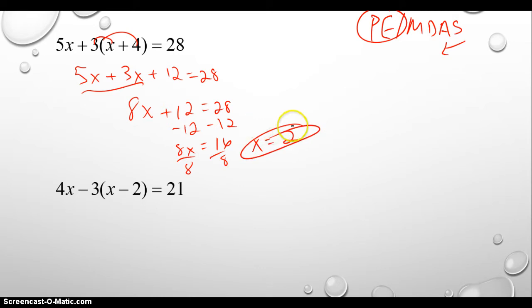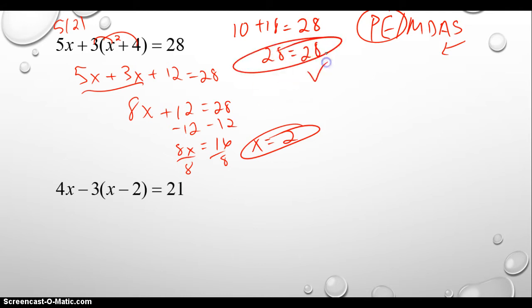Okay, so plug the 2 back in. We know that 5 times 2 is 10. Plug a 2 in here. 2 plus 4 is 6. 6 times 3 is 18. 10 plus 18 is 28, equals 28. So that checks out. Okay, plug the information back in to double check your work.